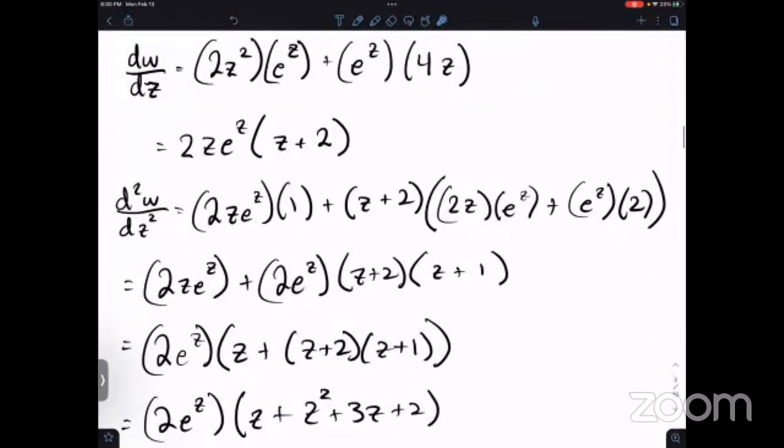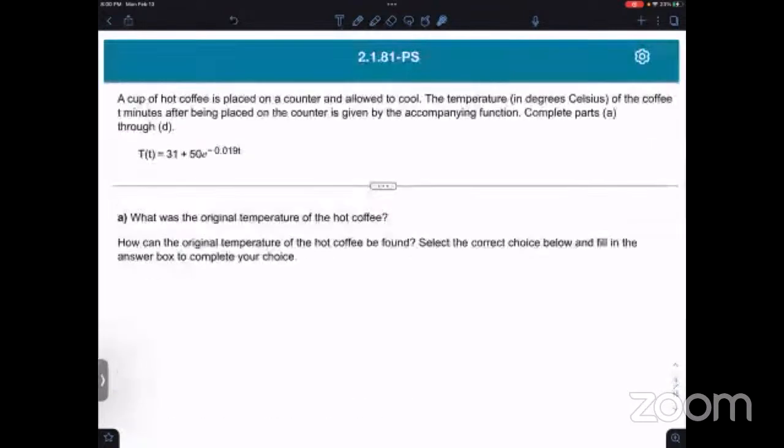Okay. So now this one has multiple parts. So I'm going to have to hop back over to Pearson for it. This question comes from section 2.1, question 81. I think it's maybe like physical science or something. It says a cup of hot coffee is placed on a counter and allowed to cool. The temperature in degrees Celsius of the coffee t minutes after being placed on the counter is given by this function. Complete parts A through D.